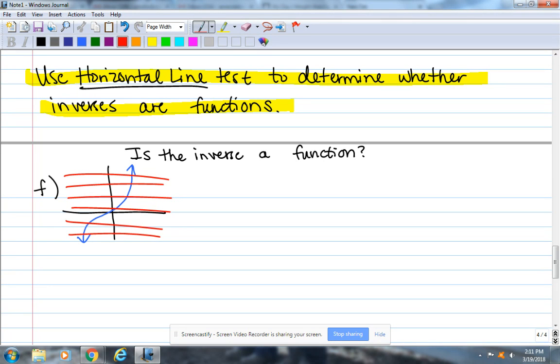Well, for this line, I'm only touching the blue line once. This line once. This line once. This line once. This line once. This line once. Am I ever touching a horizontal line twice? No. So this one, the inverse is a function. So you would say yes.